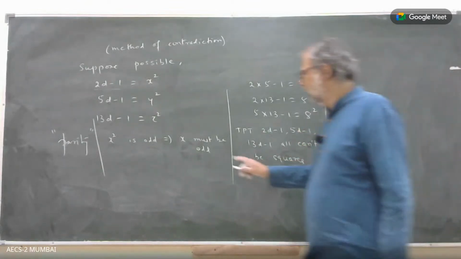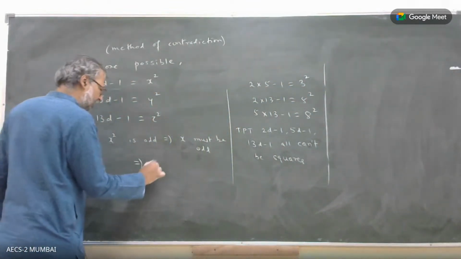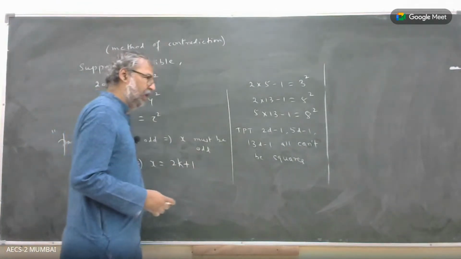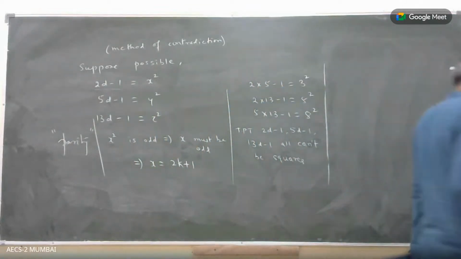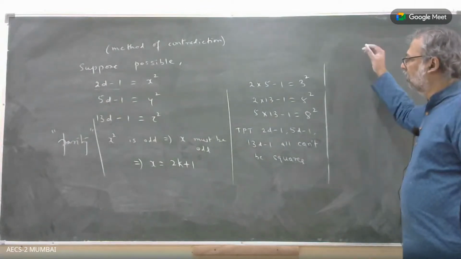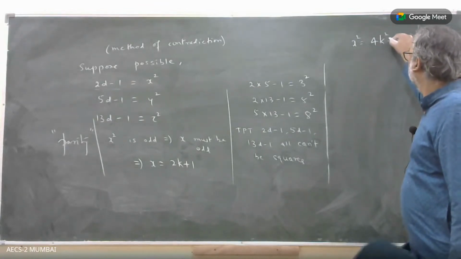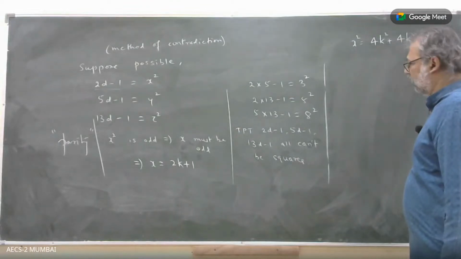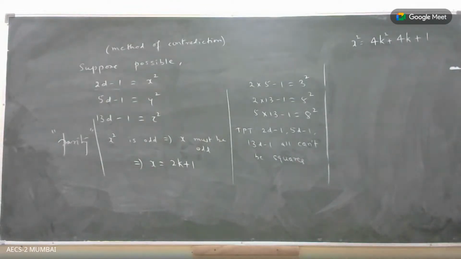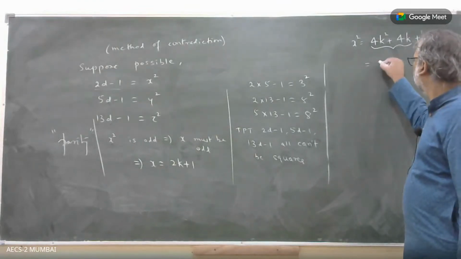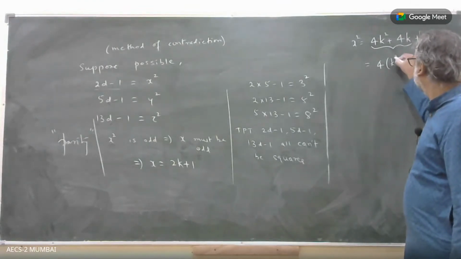Now if x is odd, shall I say x is of the form 2k plus 1? Right? Odd numbers are 2k plus 1, even numbers are 2k. So x square is 4k square plus 4k plus 1, which is 2k plus 1 whole square. From these two terms I can take 4 common, so 4 times something. What is that? k square plus k.